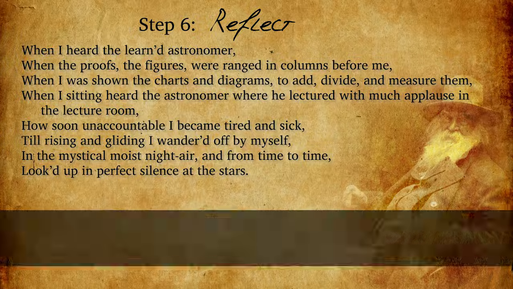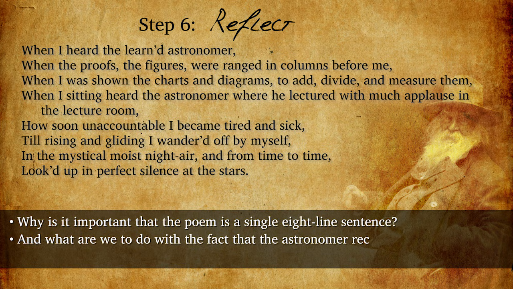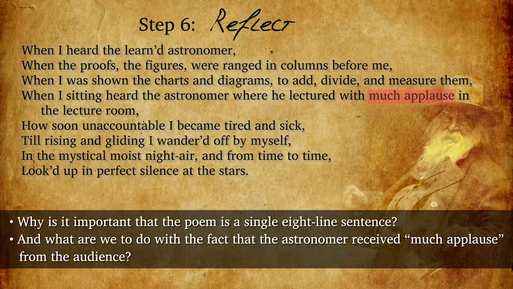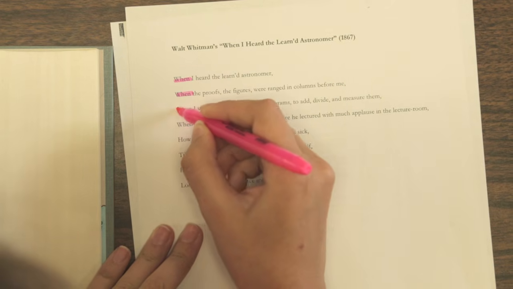For instance, why is it important that Whitman's poem is a single 8-line sentence? And what are we to do with the fact that the astronomer received much applause from the audience? Do these facts support our interpretation of the poem, or do they challenge it? Keep in mind, no interpretation is perfect or can account for every element of a text.